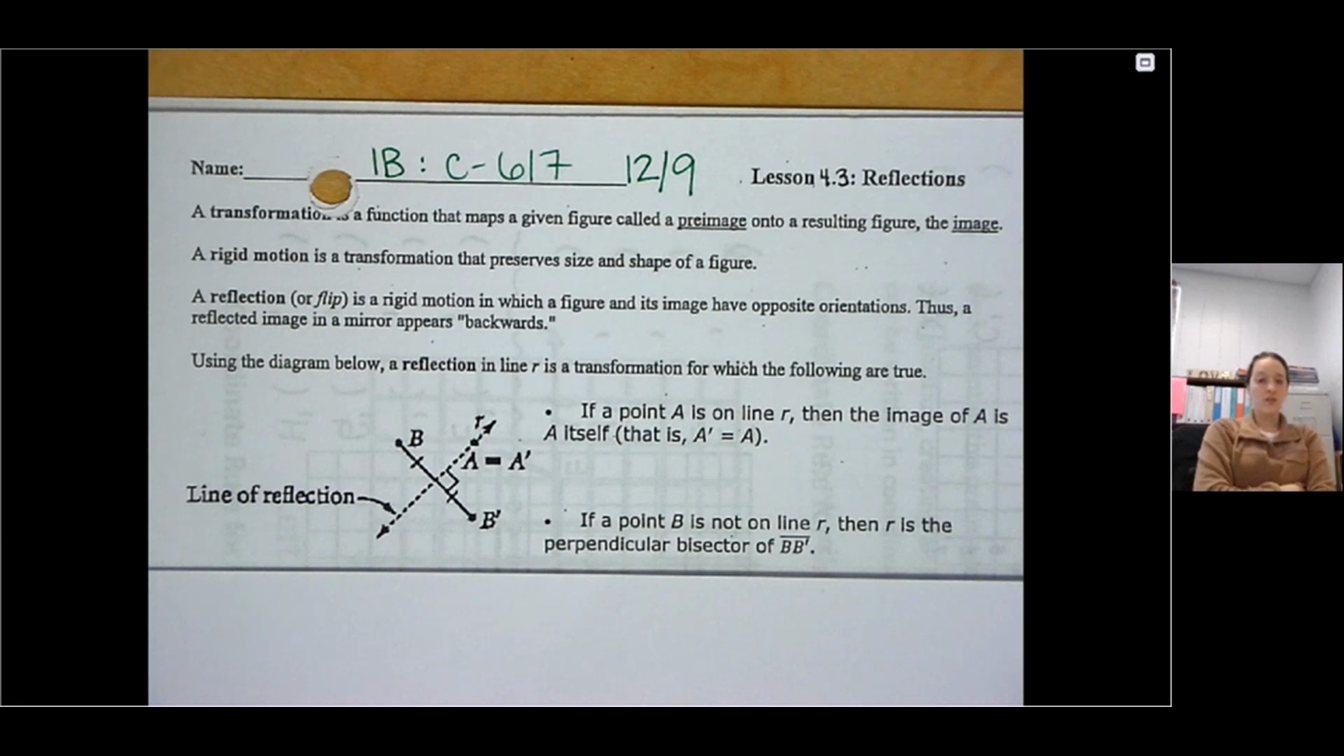So we're going to start with some notes on our reflection. The first thing you need to do is watch the introduction video that is linked in Canvas before you get started on these notes. Once you watch that video, then you can get going on these notes.